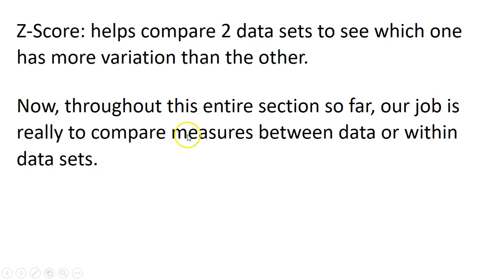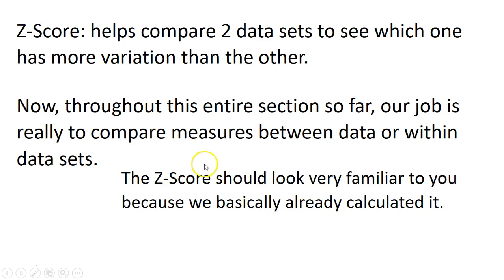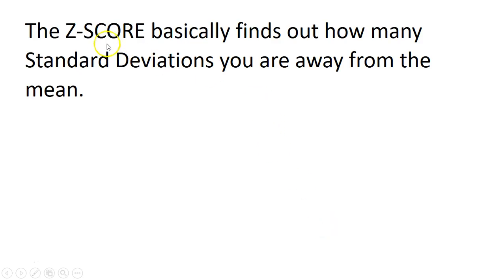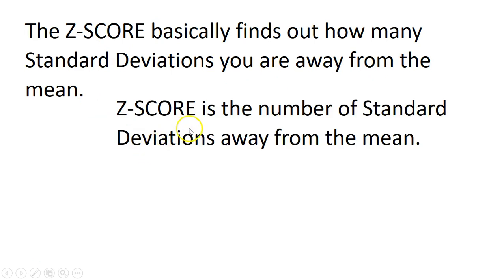Throughout this entire section, our job was really to compare measures between data or within data sets. The z-score should look very familiar because we already basically did the z-score. We just didn't call it that. The z-score finds out how many standard deviations you are away from the mean. The z-score is the number of standard deviations from the mean.